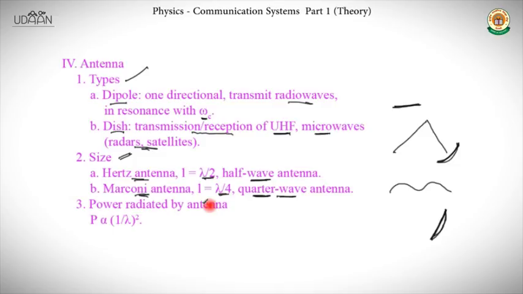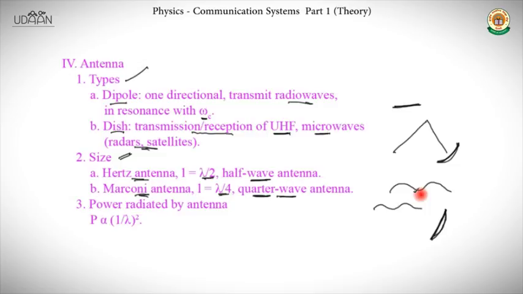As you can see here, the size here is lambda by 2 and lambda by 4. So it's very easy to guess that most antennas will have comparable sizes, within lambda by 2 to lambda by 4. Most antennas will have that length. So if the wavelength is too high, for example for radio waves and long waves, the wavelength is more, so we need a bigger antenna. But for microwaves and high frequency waves, the antenna can be made smaller.